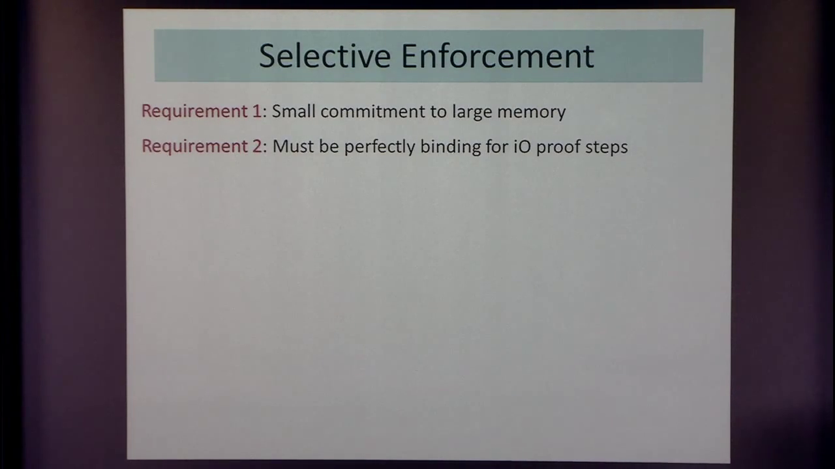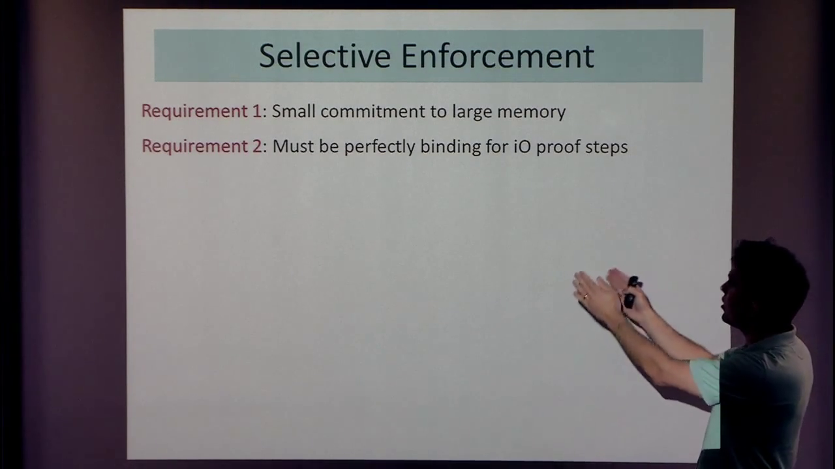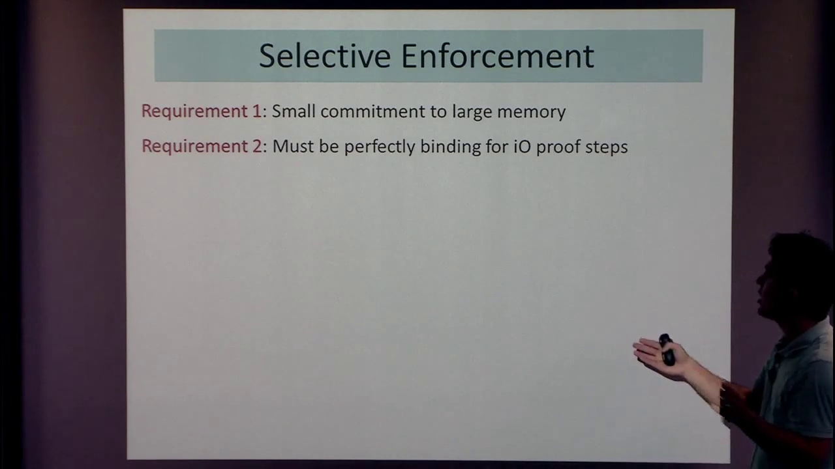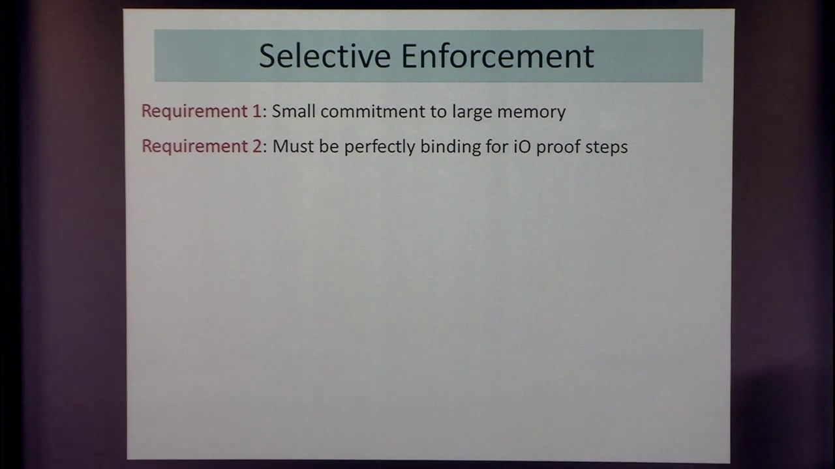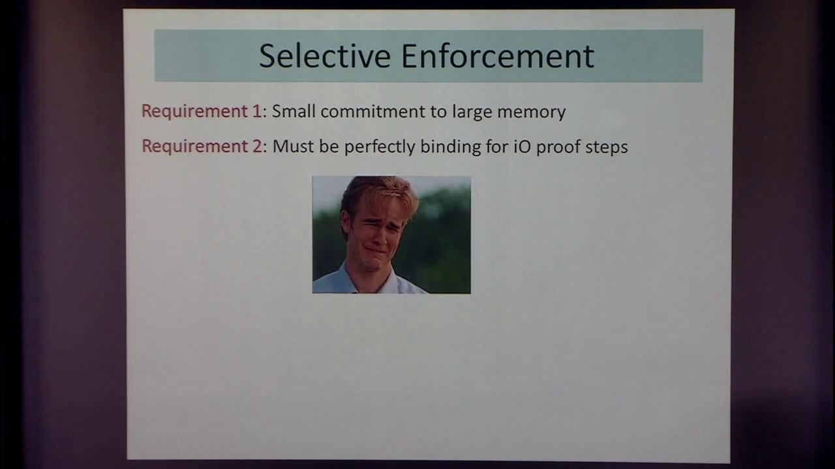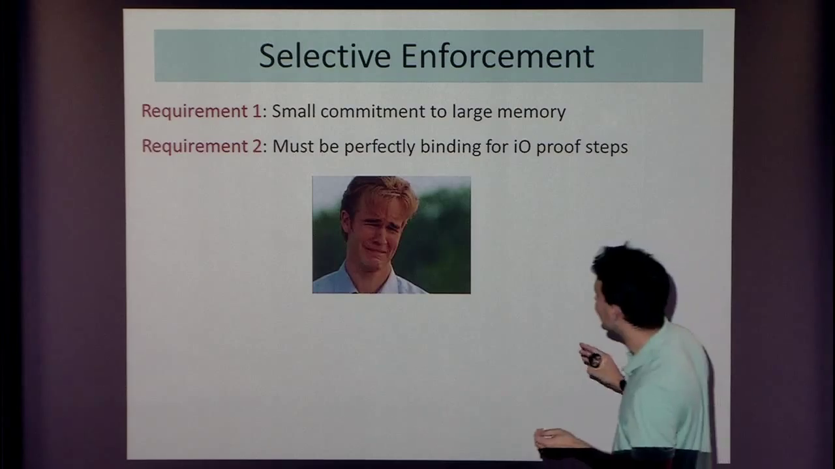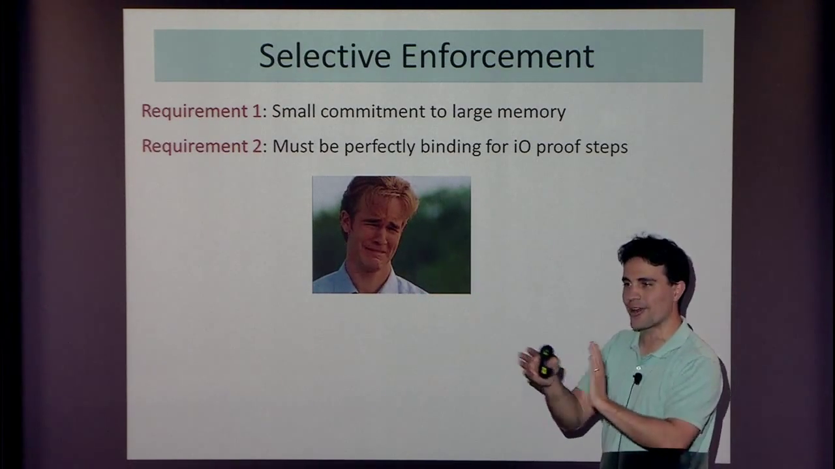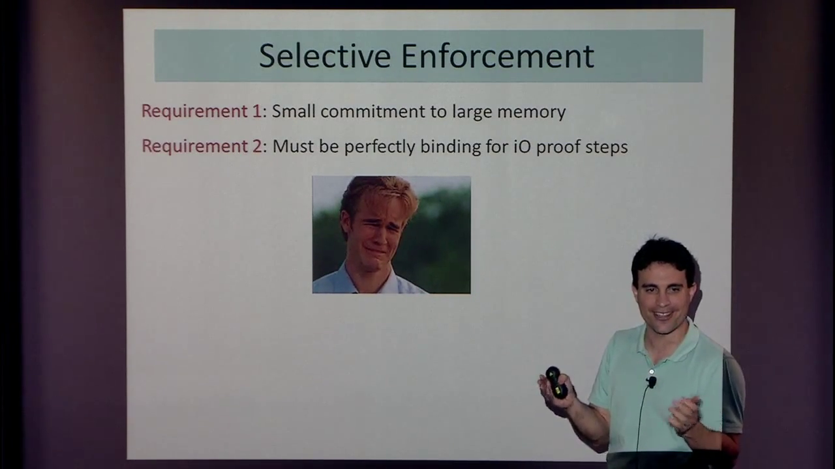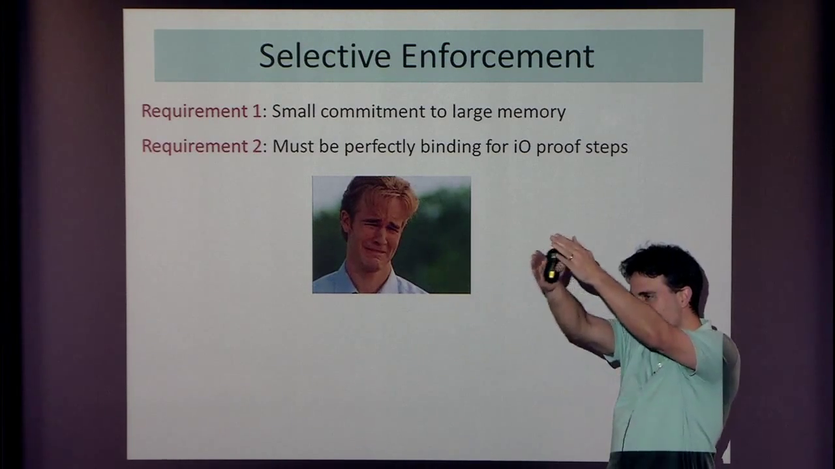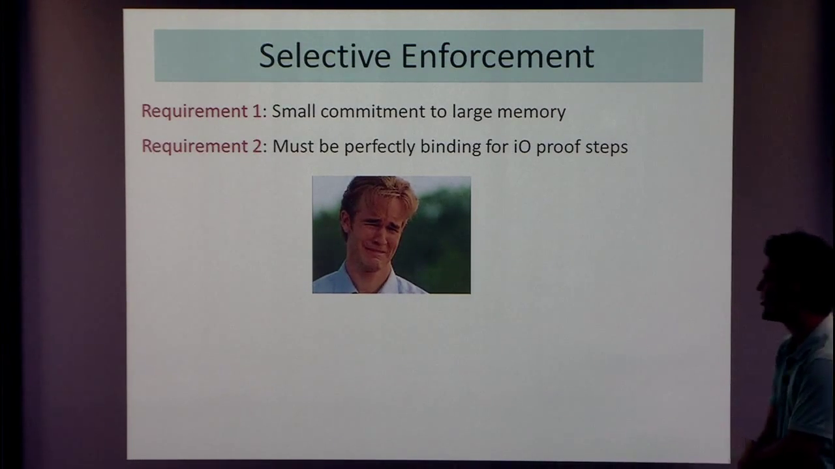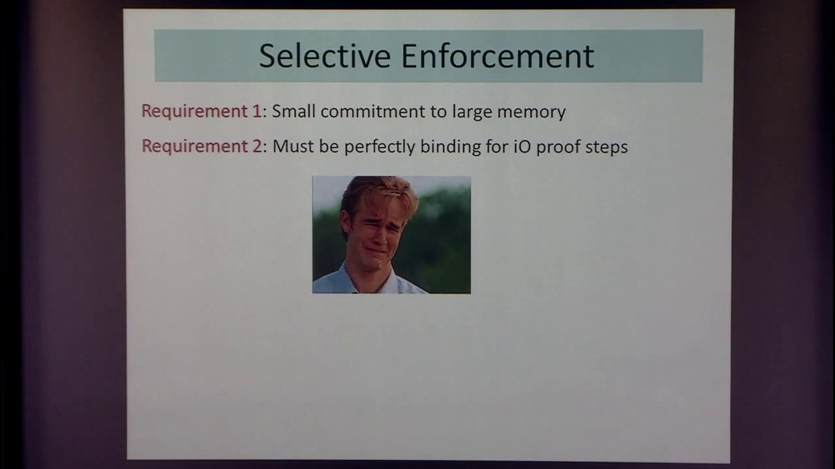So what we have here is two requirements. One is it has to operate on a small commitment to the large memory, and the second one is that it must be perfectly binding to it. And if you look at these, I guess James Van Der Beek here gets upset because these things are actually a contradiction to each other, right? You can't be perfectly committing to this with something really small here. Okay, so how can we make, I guess, our Dawson's Creek guy happier?